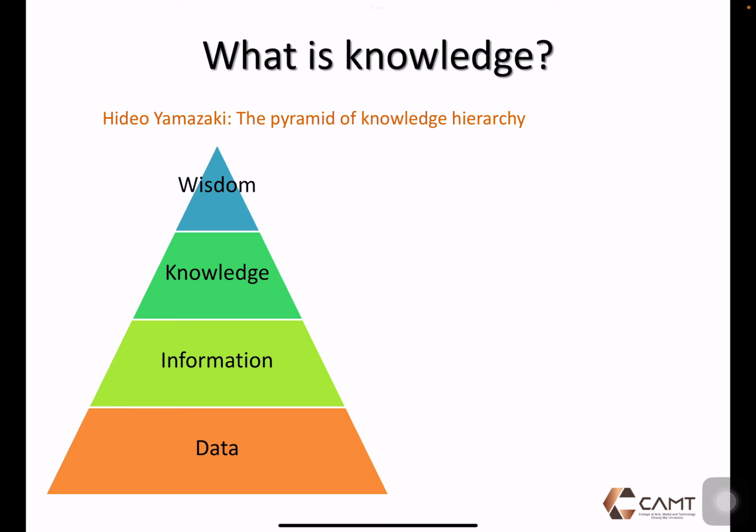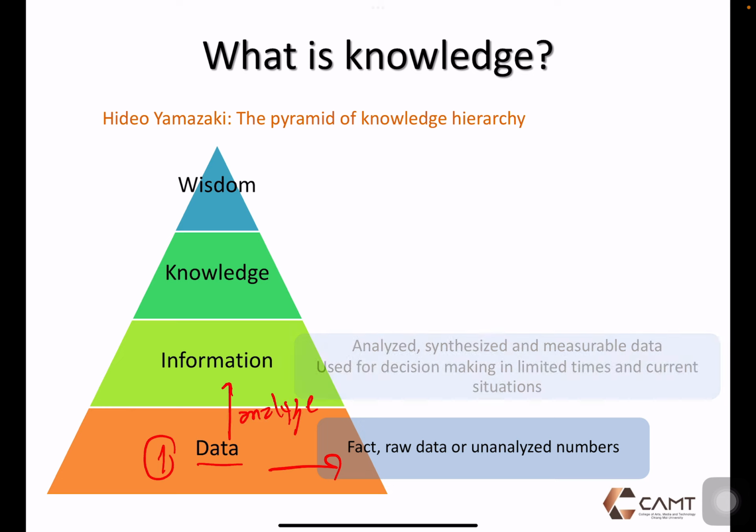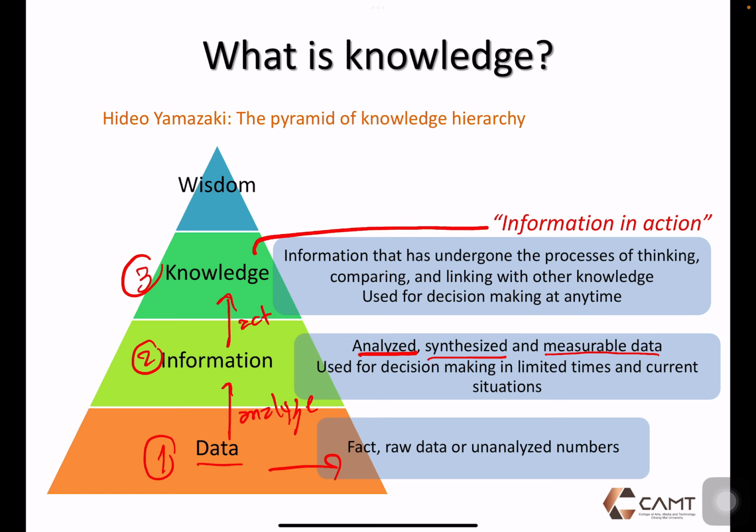Okay, so let's see the definition. The data is about fact, raw data, and when you analyze it, it is transformed into information. Information is about analyzing the data, synthesizing the data, measuring the data, used to make decisions. Then the information becomes the knowledge, which you can call the information in action that has already passed through thinking, comparing, and linking with other knowledge. Use that experience to make a good decision at any time.